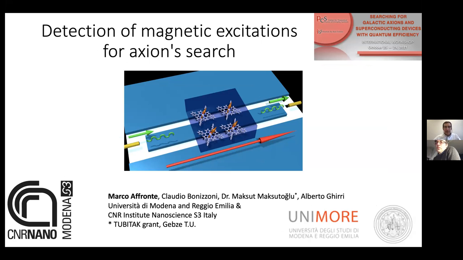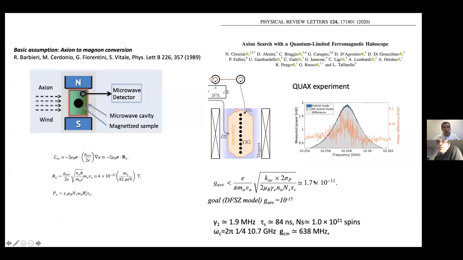To introduce the problem, let me quote this fundamental idea. The basic idea dates back 30 years ago, in which they proposed that the action of the axion can be equivalent to a magnetic field that can be felt by a spin system. And in this way, we expect to have a spin excitation due to the interaction with the axions.